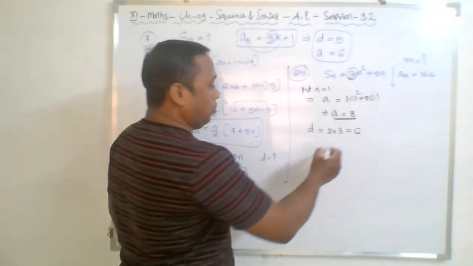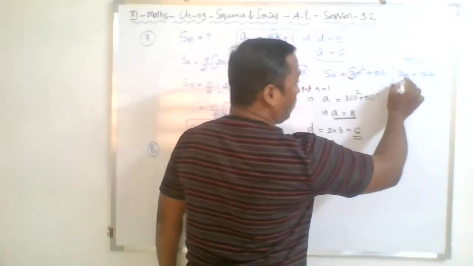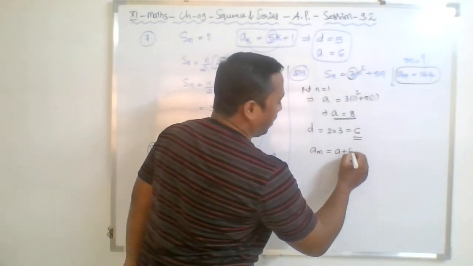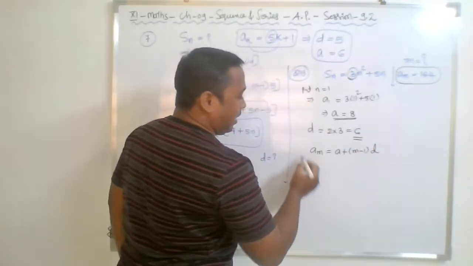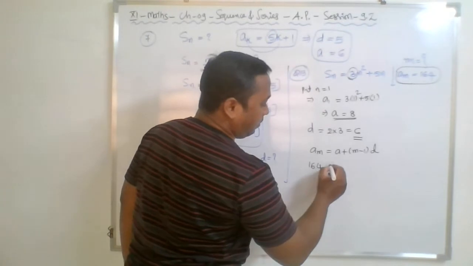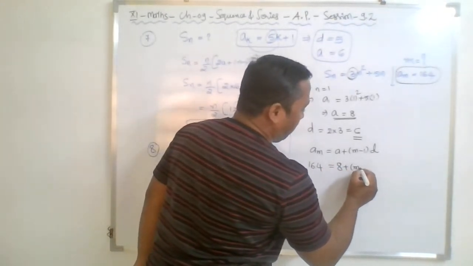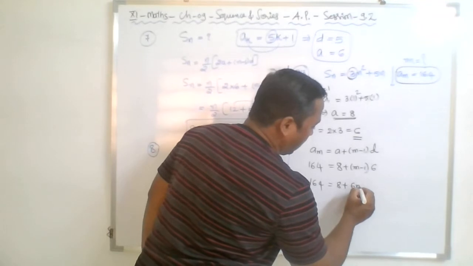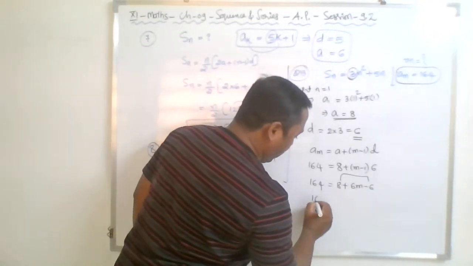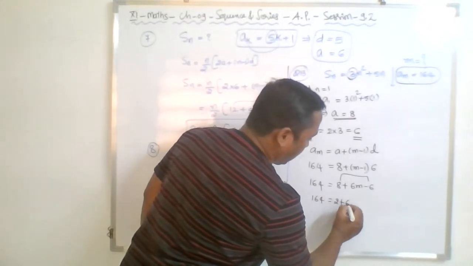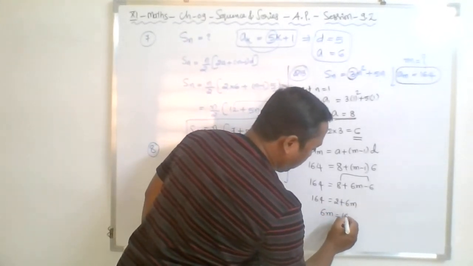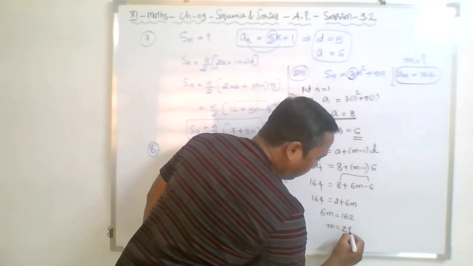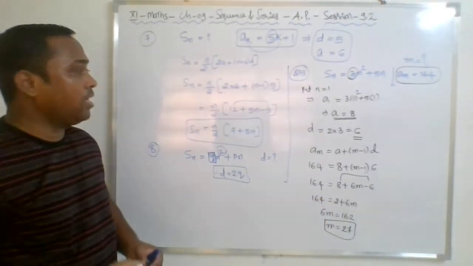Now as you know the first term and the common difference, use this expression for the mth term. It means a plus m minus 1 into d, where the mth term value is given as 164, a is 8, and the common difference is 6. So 164 is equal to 8 plus 6m minus 6. So 164 is equal to 2 plus 6m, or 6m is equal to 162. M will be 162 divided by 6, so 6 2s are 12, 6 7s are 42. The required value of m is 27.